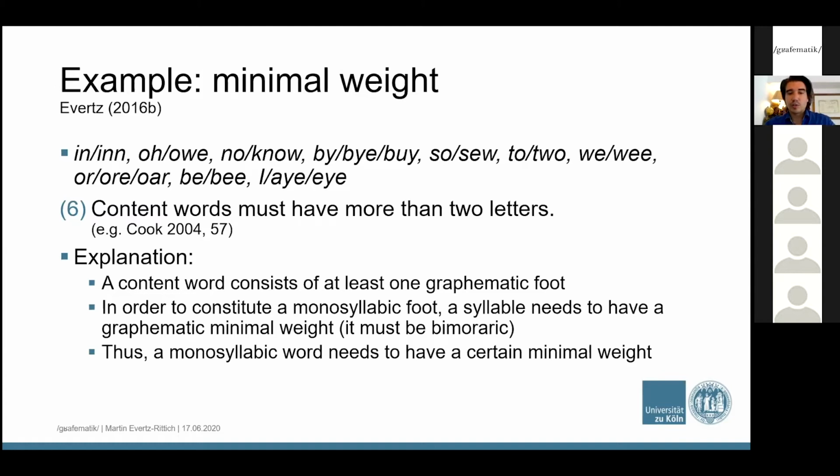A content word consists of at least one graphematic foot. And in order to constitute a monosyllabic foot, a syllable needs to have a graphematic minimal weight. Thus, a monosyllabic word needs to have a certain minimal weight.